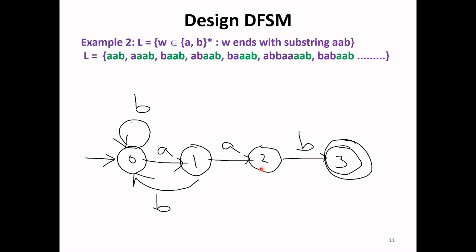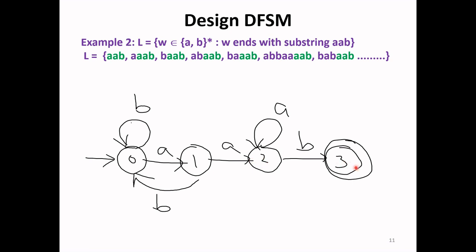Coming to state 2. In state 2, I have a compulsory transition for B. What about A? Take a self loop and check. Can I have a self loop here? What happens if I have a self loop? If I don't take the self loop, it will be AAB ending with AAB. If I take the self loop, AAAB, then also it ends with AAB. So state 2 is satisfied.